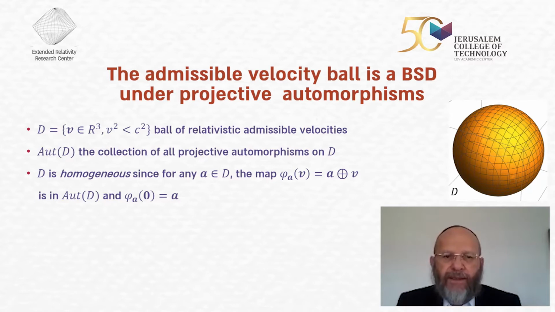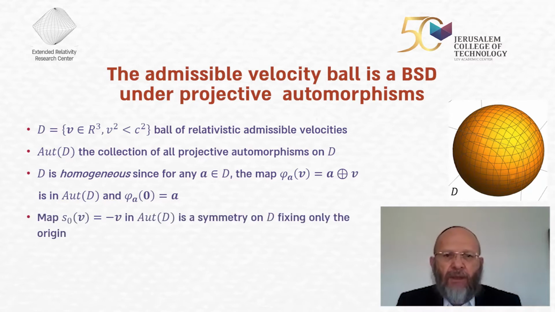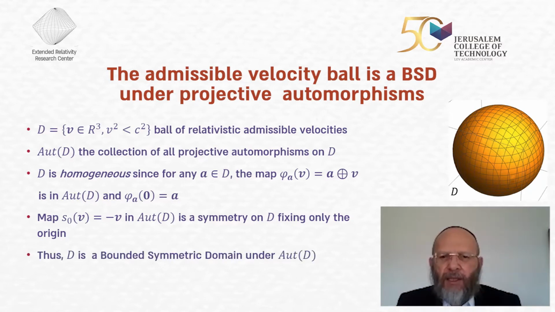Now you need only one symmetry. The symmetry about the origin is a very simple one: when we send each vector to its negative, it fixes only the origin. And therefore we have a symmetry fixing the origin, and we can move the origin to any point. Therefore, our domain is a bounded symmetric domain under Aut D. Aut D is the group of projective automorphisms of D.